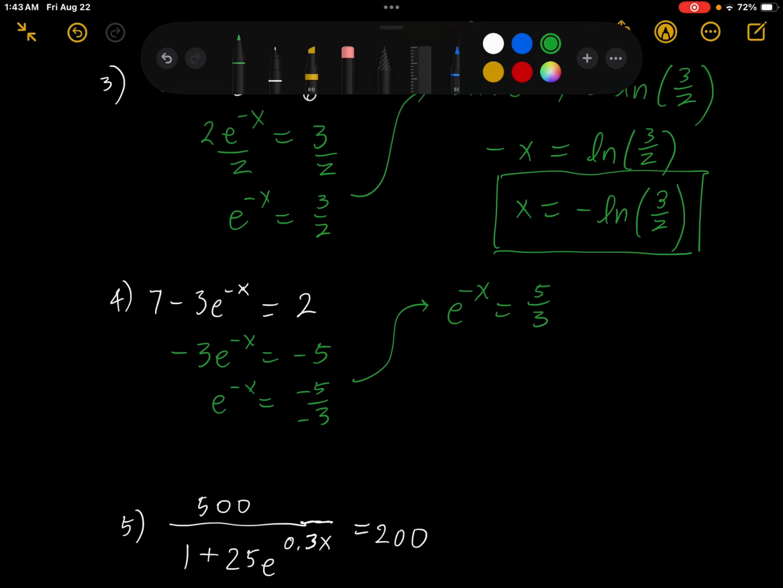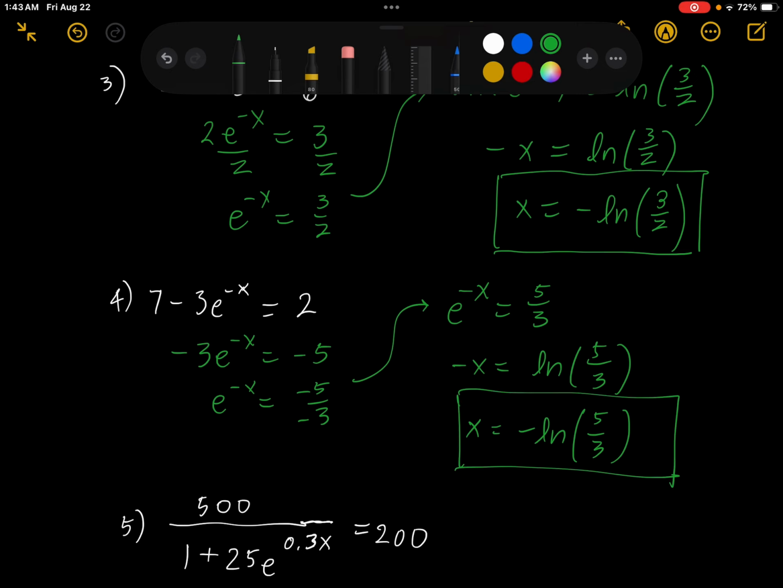And now we take the natural log of both sides and then divide by -1. So we get negative natural log of 5 over 3 as the exact answer.